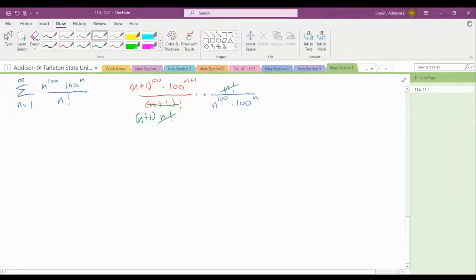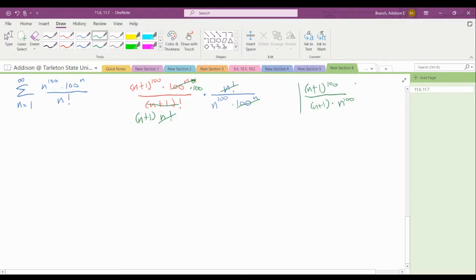Now let's see what else we can do. We also have our 100 to the n in the denominator and our 100 to the n plus 1. We can break that one up by saying we have 100 to the n times 100 and then divide out those 100 to the nth. So therefore, we're going to be left with n plus 1 to the 100 over n plus 1 times n to the 100.